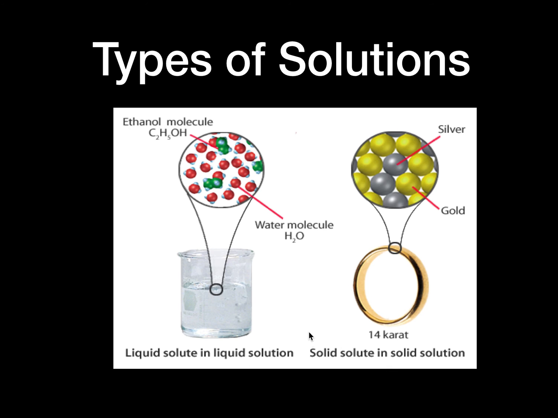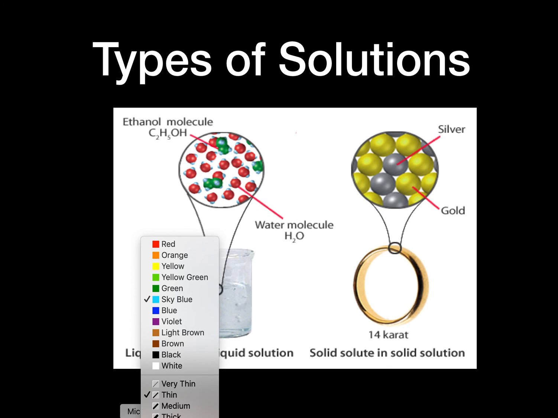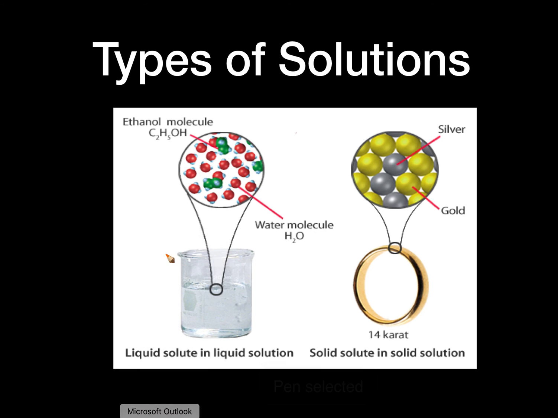Here's a slide of a few types of solutions. Right here we see a liquid solute in a liquid solution, so ethanol molecules in water. And here we see a solid solute in a solid solution, so we have gold and silver, a 14 karat gold ring.